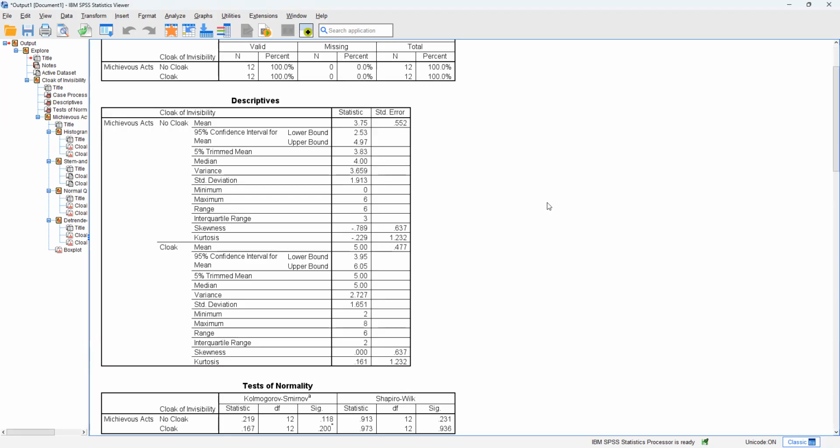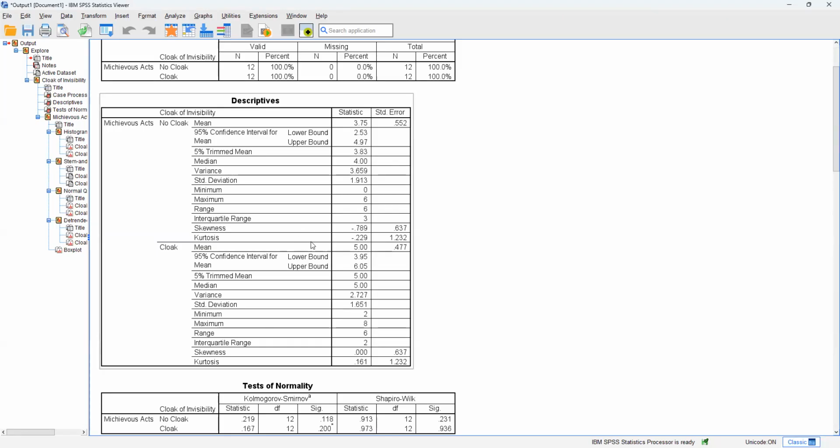If we go down to the descriptives box, we have the same measures of central tendency and variation that we saw with the one sample t-test, only now these are provided for each level of the independent variable. The no cloak condition has a mean of 3.75 mischievous acts, with a standard deviation of 1.91. In the cloak condition, the mean is 5 mischievous acts, a little bit higher than the no cloak condition, with a standard deviation of 1.65.